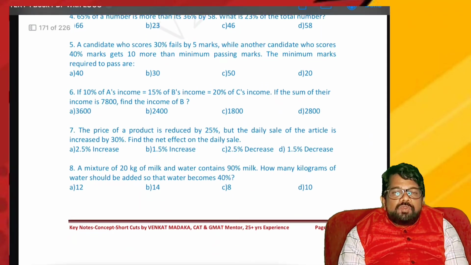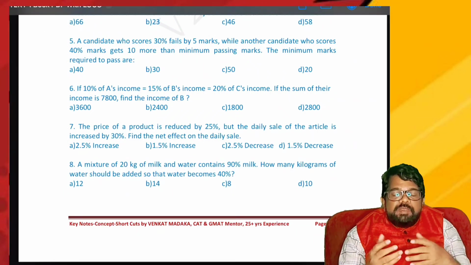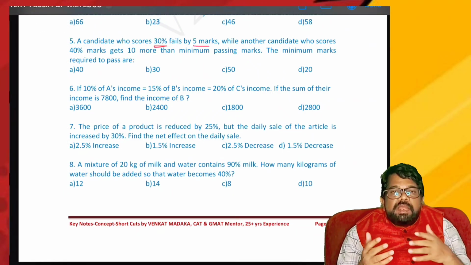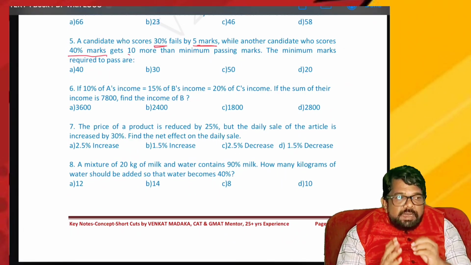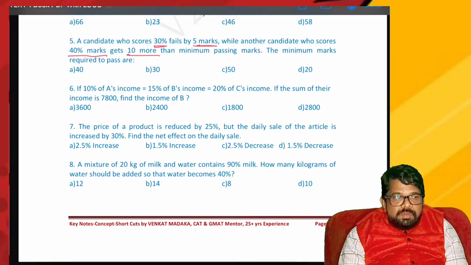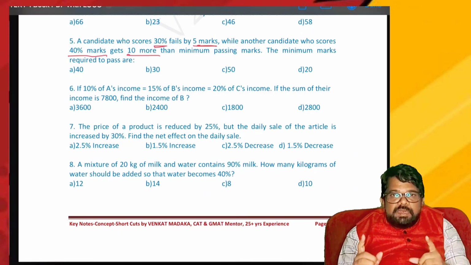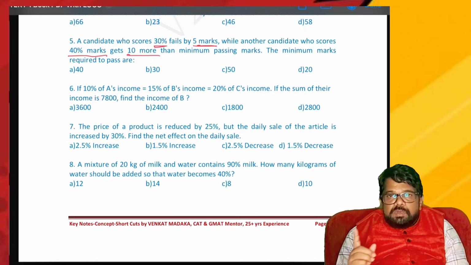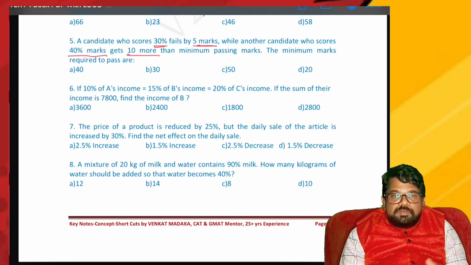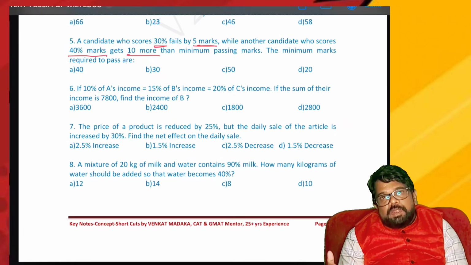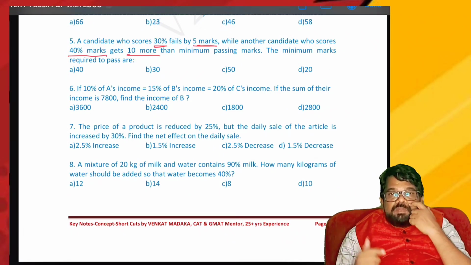A candidate who scores 30% fails by 5 marks, while another candidate who scores 40% marks gets 10 more than minimum passing marks. The minimum marks required to pass are? So analyze the data. 2 students' data is given. One student got 30%, another student got 40%. The one who got 30% fails by 5 marks, meaning 5 less than the pass marks. Another student got 40%, he got 10 more than pass marks.